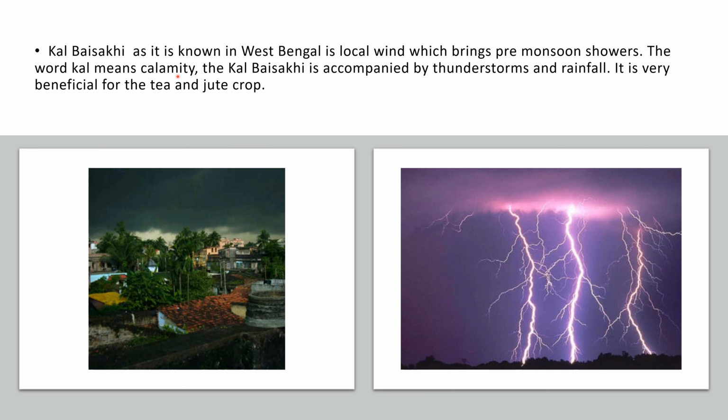Now the Kal Baisakhis, as it is known in West Bengal, is a local wind which brings pre-monsoon showers. The word Kal means calamity. The Kal Baisakhi is accompanied by thunderstorms and rainfall. It is very beneficial for the tea and jute crop.